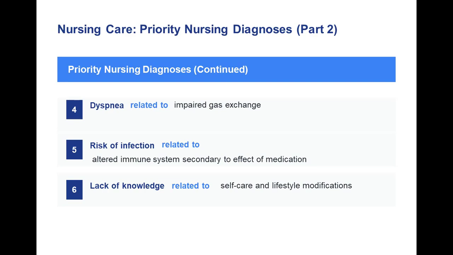Diagnosis 6, lack of knowledge. This is critical for managing chronic conditions like COPD or asthma. The lack of knowledge is related to self-care and necessary lifestyle modifications such as proper inhaler technique or smoking cessation. This diagnosis guides our patient education plan, preparing them for discharge and independent management.